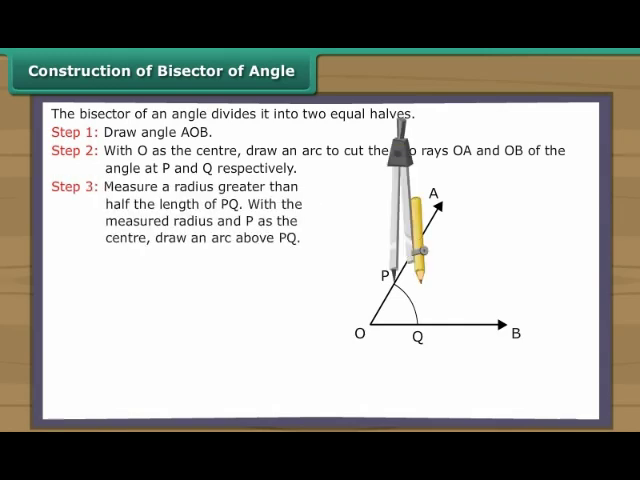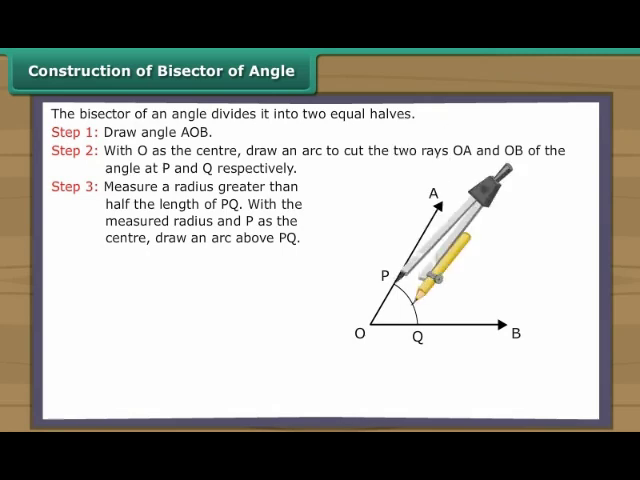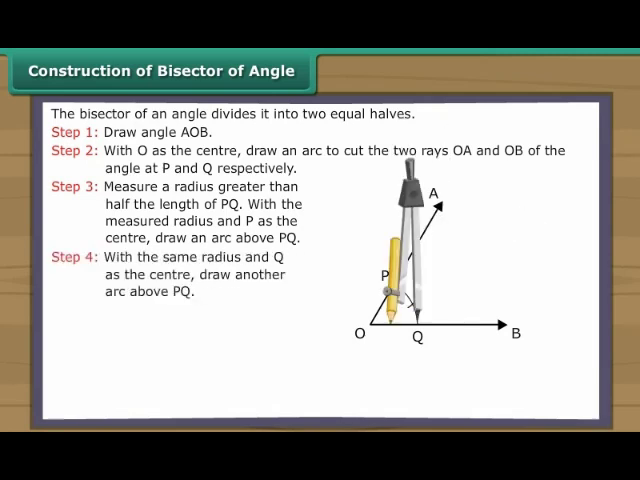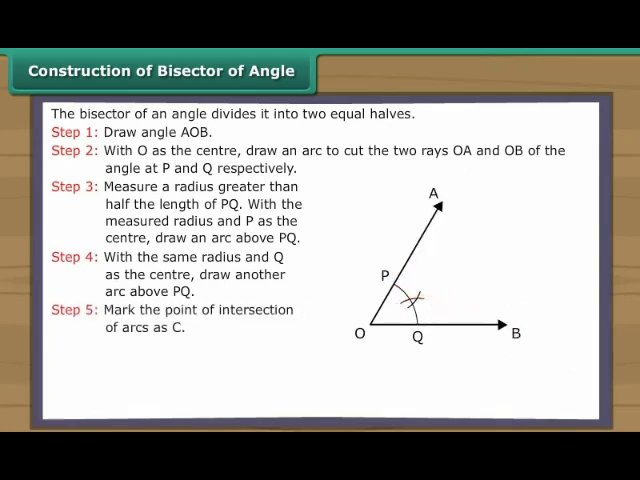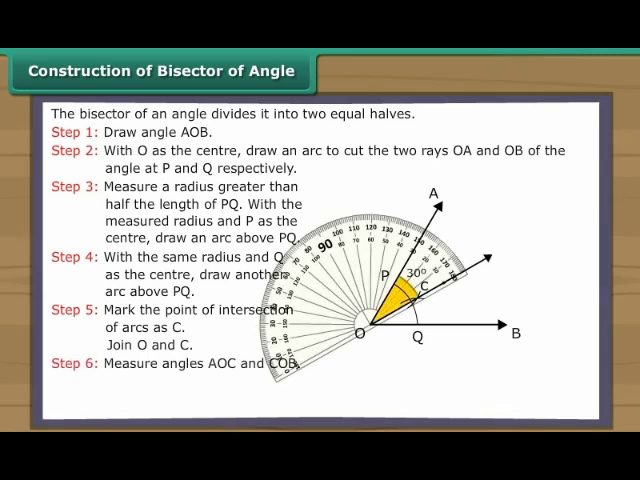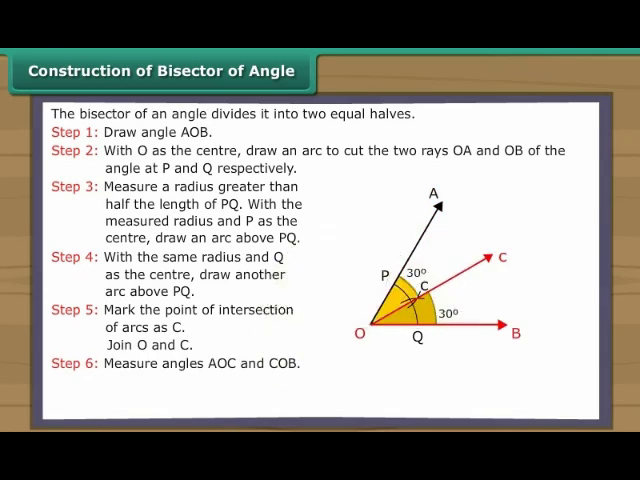With the measured radius and P as the center, draw an arc above PQ. With the same radius and Q as the center, draw another arc above PQ. Mark the point of intersection of arcs as C. Join O and C. Measure angles AOC and COB. Angle AOC is equal to angle COB. Therefore, OC is the bisector of angle AOB.